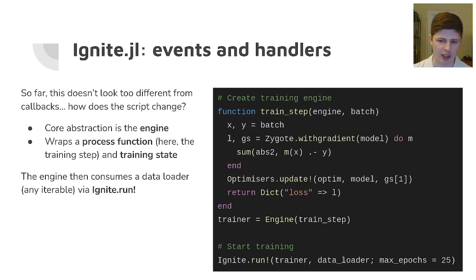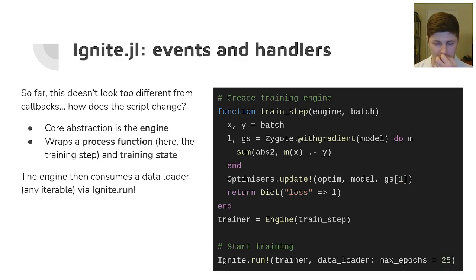If it's an infinite data loader, you can set the number of iterations per epoch, and the data loader can be any iterable. So let's focus now on the engine creation part. So how does this work? Basically, you write your training step as usual.